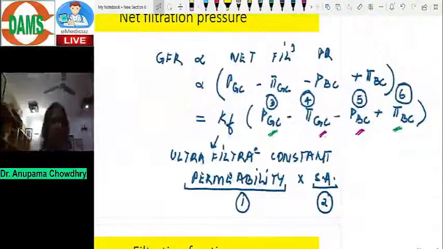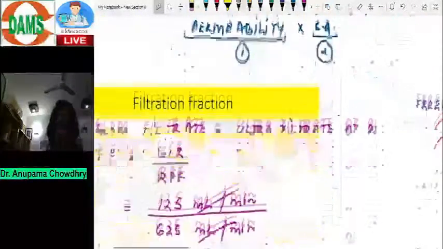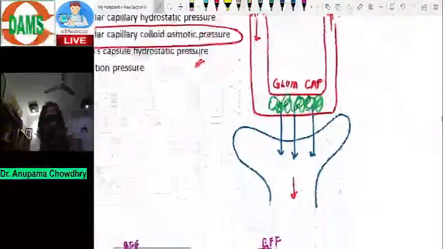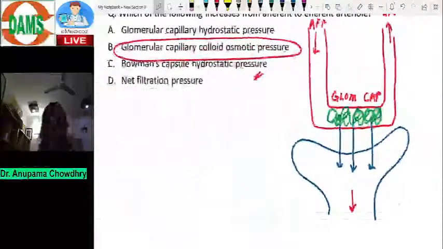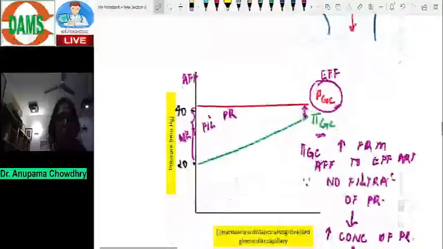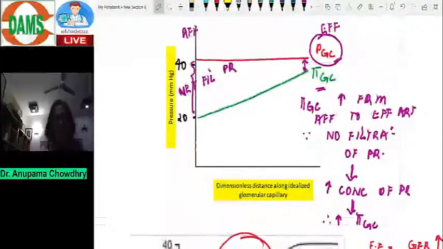How does it affect GFR? These are the six factors which affect GFR. And I discussed with you filtration fraction. I discussed with you which force is going to increase from afferent to efferent arteriole. Glomerular capillary hydrostatic pressure. Yes. And why will it increase? Because there is no filtration of proteins.